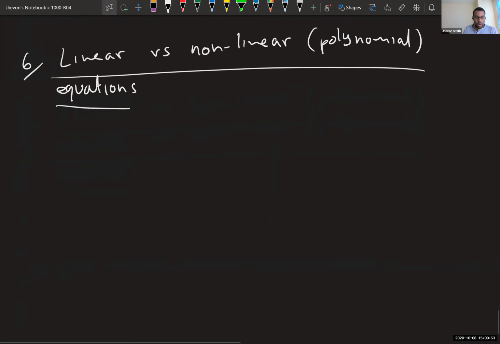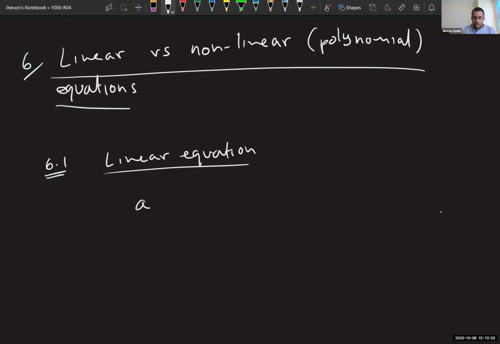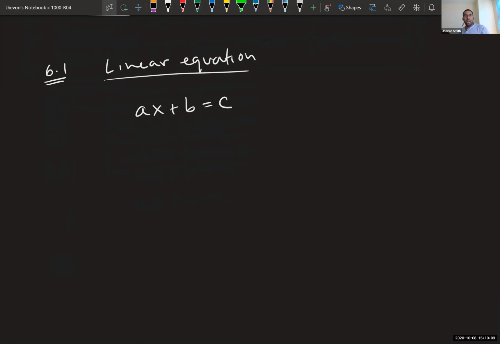So the first category, 6.1, was the linear case. And this was an equation that looked like ax plus b equals c, right? And we kind of understood what to do with that. You basically want to isolate the x. You want to have x by itself equal to something that has no x's in it.